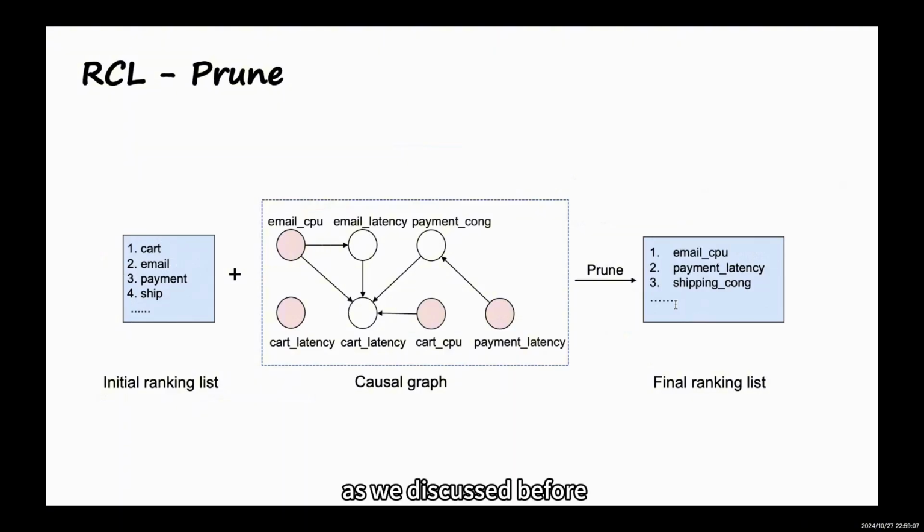As we discussed before, the more likely root causes don't have parent nodes, just as the nodes email CPU, cart latency, cart CPU, and payment latency. So the red nodes are the nodes retained after pruning, and then we get the final rank list, just like the email CPU issue and payment latency issue.